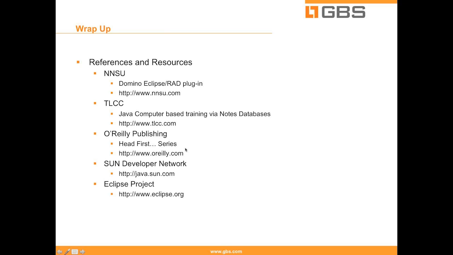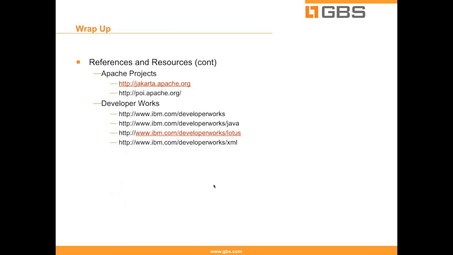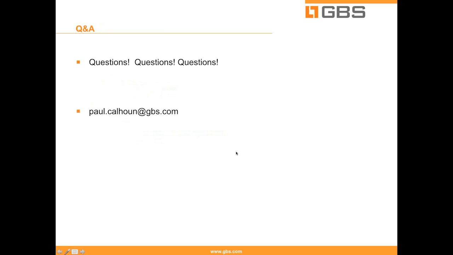O'Reilly Publishing had a first series, Java. There's the Sun Developer Network, the Eclipse project, those are all out there. The Apache projects, that's where you can get the POI applications. DeveloperWorks has an entire site devoted to just Java, with hundreds of thousands of lines of Java code examples out there. Really a cool resource. Okay, so be aware of that. And this is my email address.